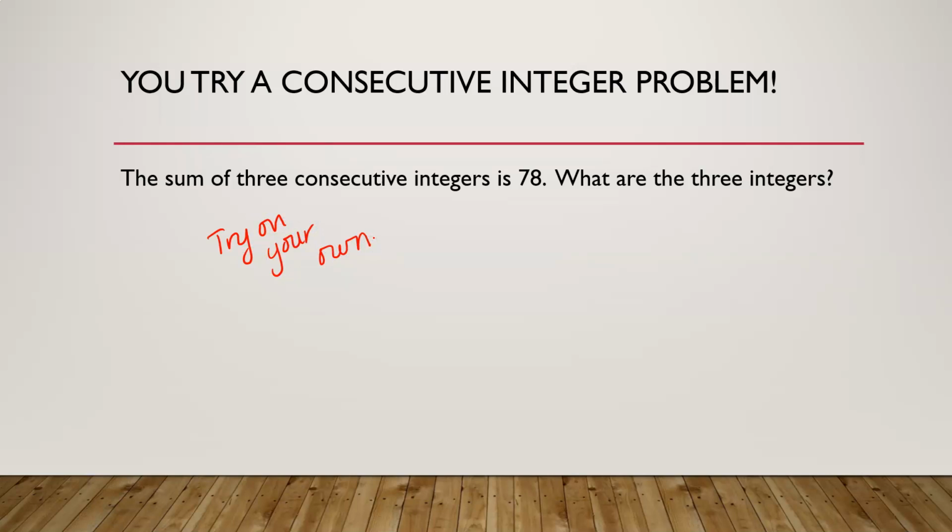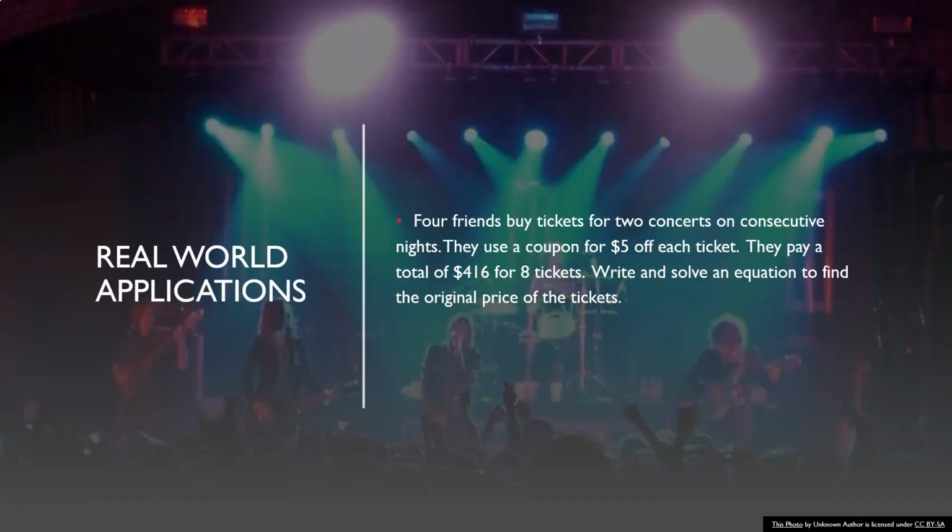And let's go to real-world applications. 4 friends buy tickets for 2 concerts on consecutive nights. They use a $5 off coupon for each ticket. They pay a total of $416 for 8 tickets. Write and solve an equation to find the original price of the tickets. Okay, so here's my equation. There are 4 friends and they are going twice. So I need 8, and then they pay for the ticket but subtract 5 for the coupon on each ticket.